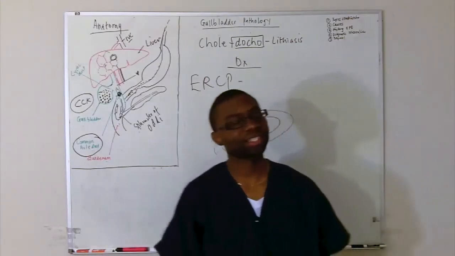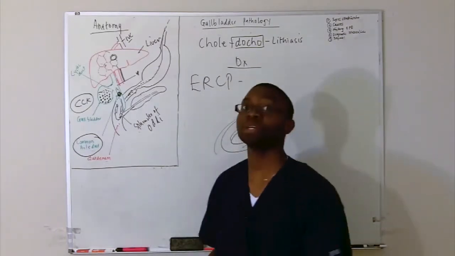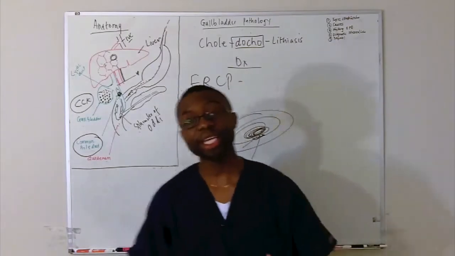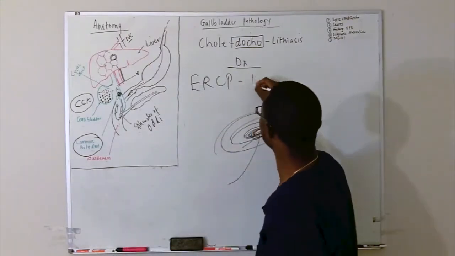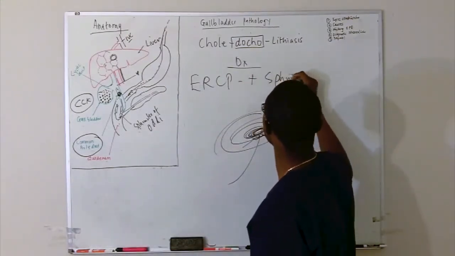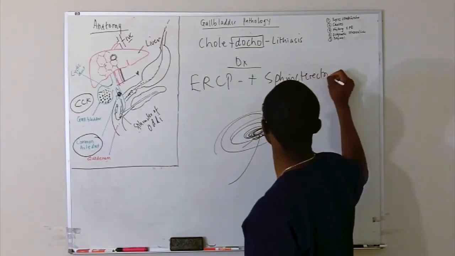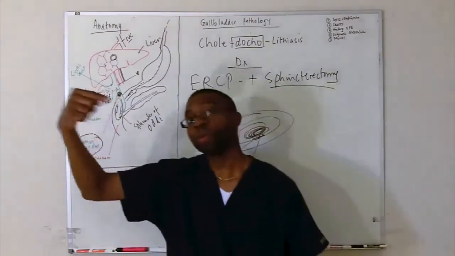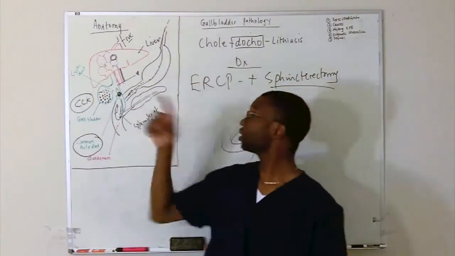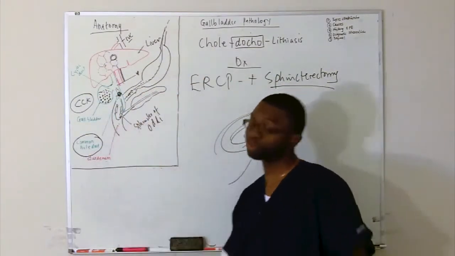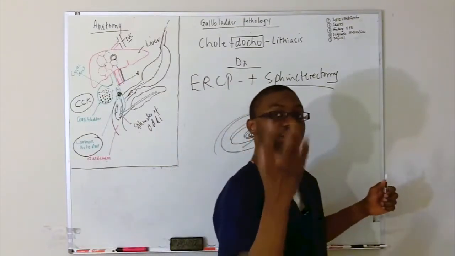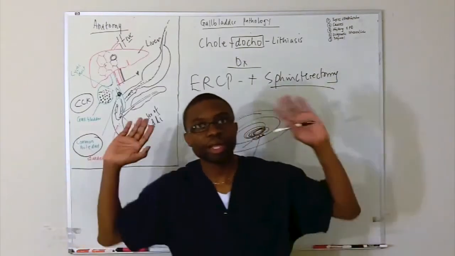And guess what? Since they see the stone, they can block it out and pull it out. So that's called ERCP plus sphincterotomy. That's the treatment, right? You take a scope, you put it down your throat, it goes all the way into the duodenum, makes a U-turn, goes through the sphincter of Oddi. See the stone, you pluck it out, and that's it.